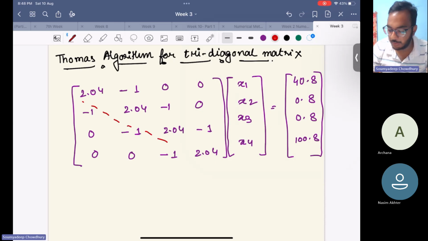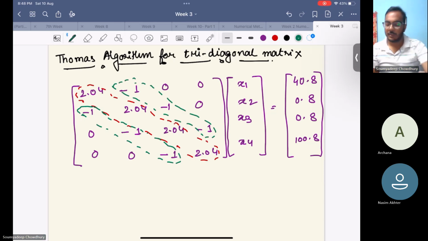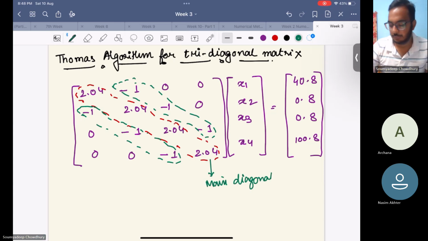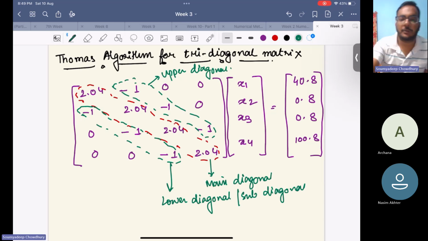So this is the main diagonal, right? These are all non-zero. Correct. What is the lower diagonal? The lower diagonal is this one: -1, -1, and -1. This is also non-zero. And the upper diagonal, that is this one, is also non-zero. If these are all non-zero and all of the remaining elements are zero, then it is called a tridiagonal matrix. So the red one is your main diagonal. This is your lower diagonal or subdiagonal. And this is your upper diagonal. Is it clear what a tridiagonal matrix is? Yes, sir.